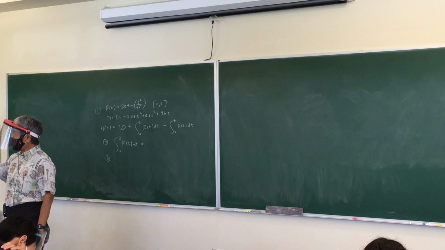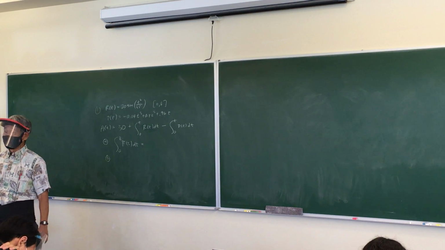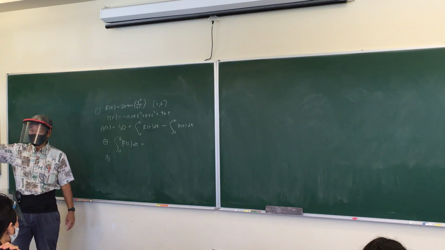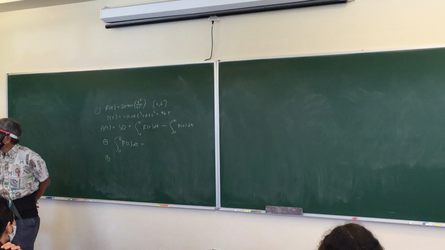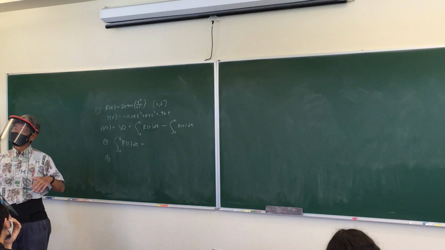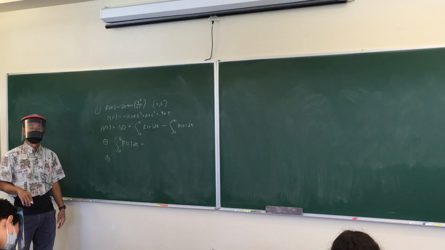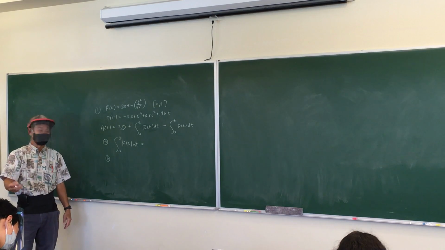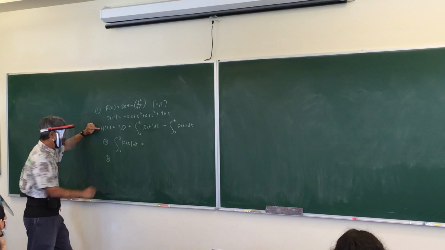B, is the amount of water in the pipe increasing or decreasing at time equal 3? So they're talking about the amount of water in the pipe. So how do you tell if the amount of water in the pipe is increasing or decreasing? How do you tell if any function is increasing or decreasing? You look at its derivative. Okay, so here, this tells you the amount of water.